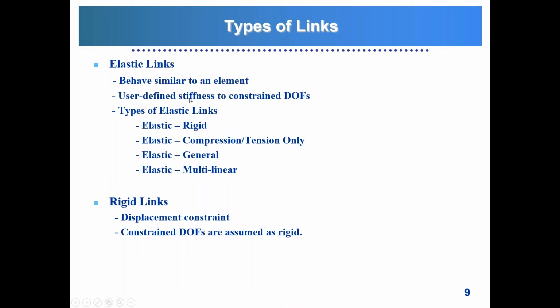So as far as elastic links go, you have different types. You could have a rigid elastic link, compression or tension only link. You could have a general link or multilinear. I want to make the distinction that rigid elastic link is not to be confused with rigid link. In some applications, you may use one or the other and end up getting the same results depending on the application. But the way the formulation works and the way the software looks at it, it's completely different.